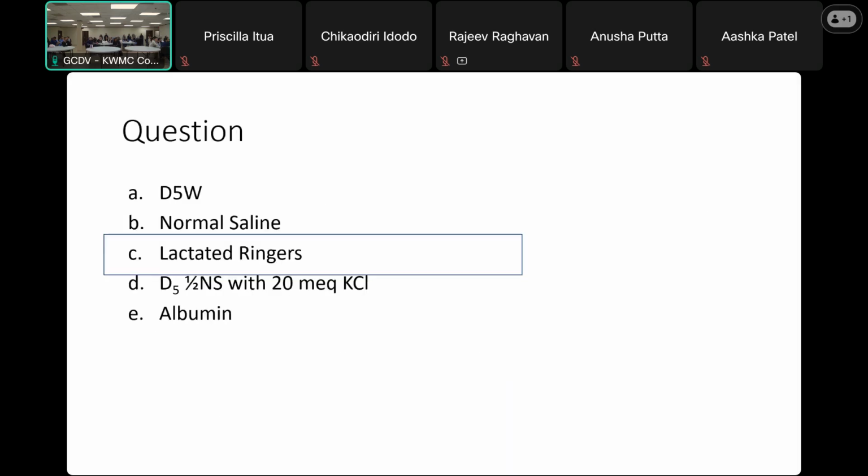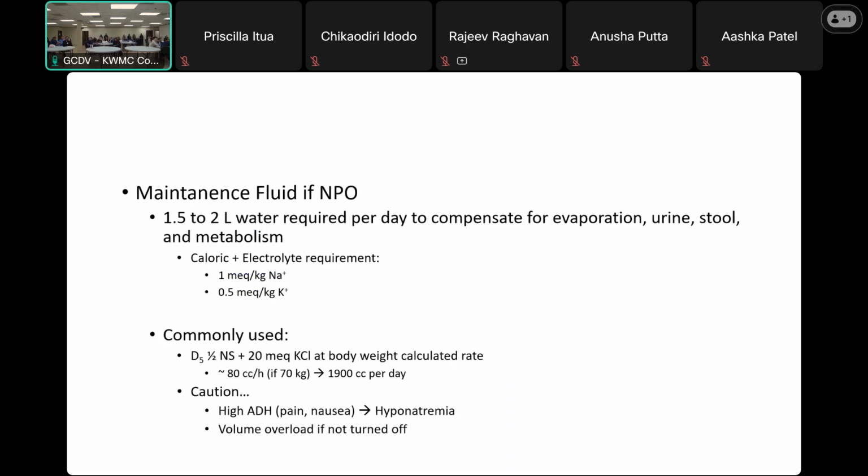Oh, that is, choice D is the correct answer. I think choice B is wrong. But a half normal saline with some KCl and dextrose is going to be the right thing. So again, why give any fluid?